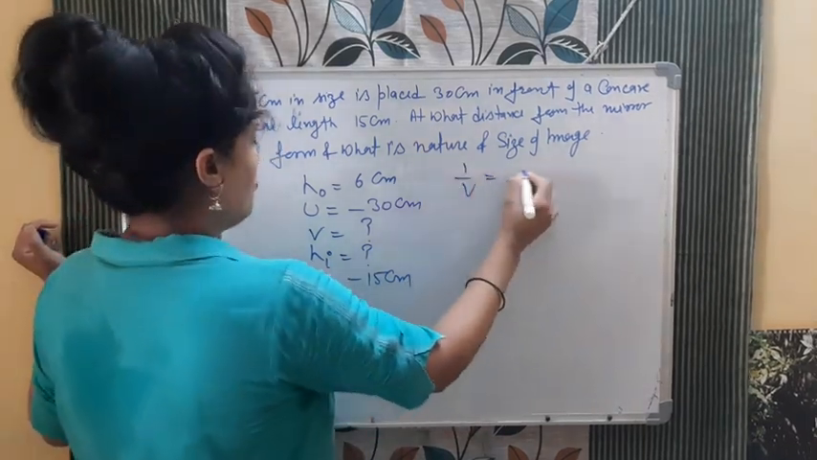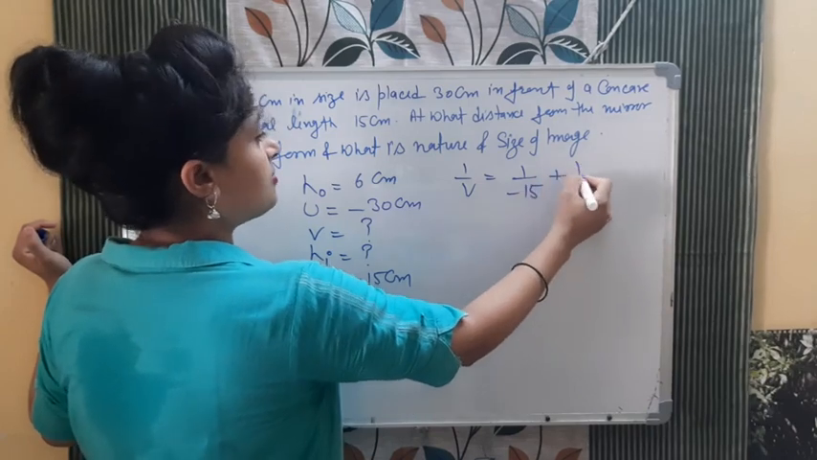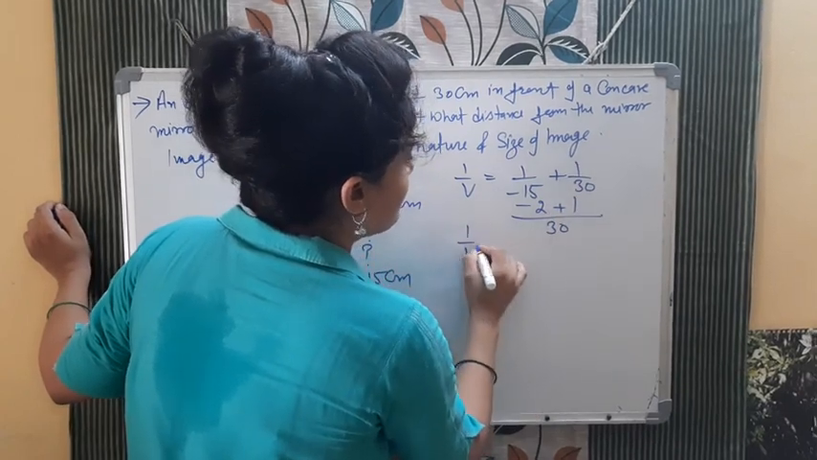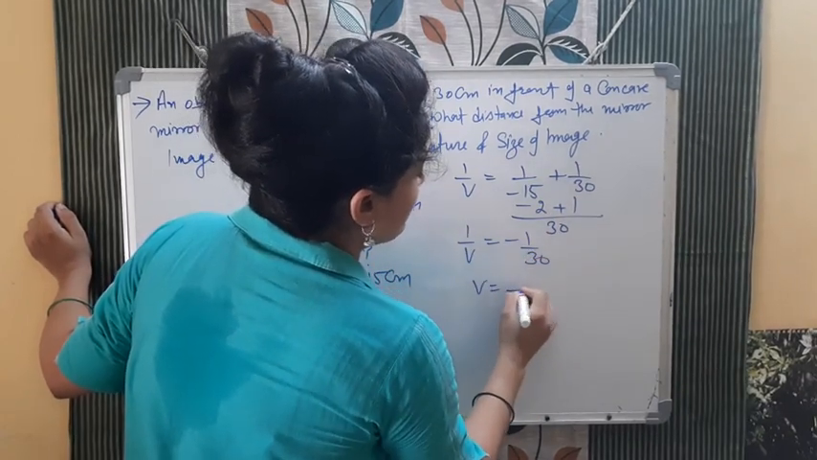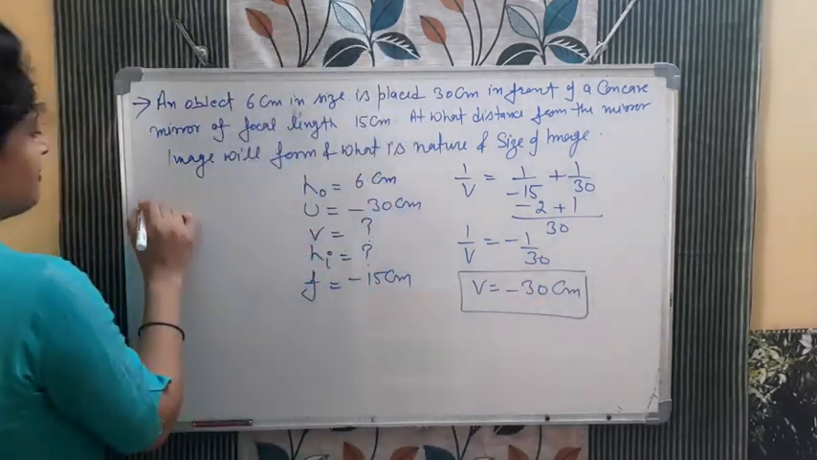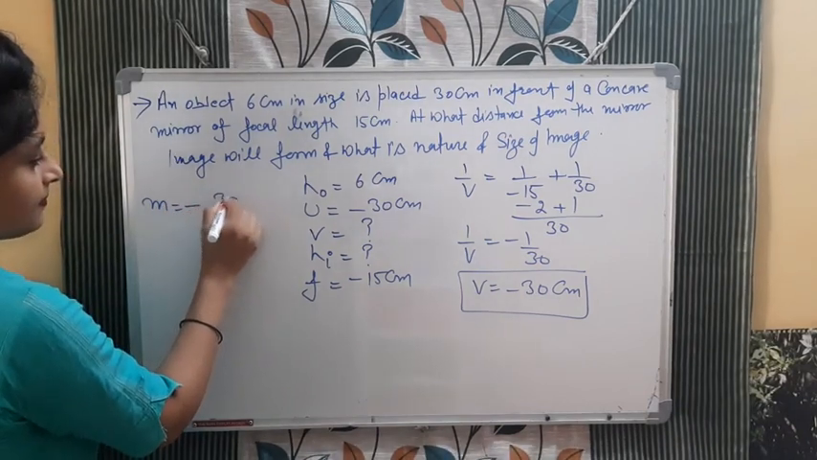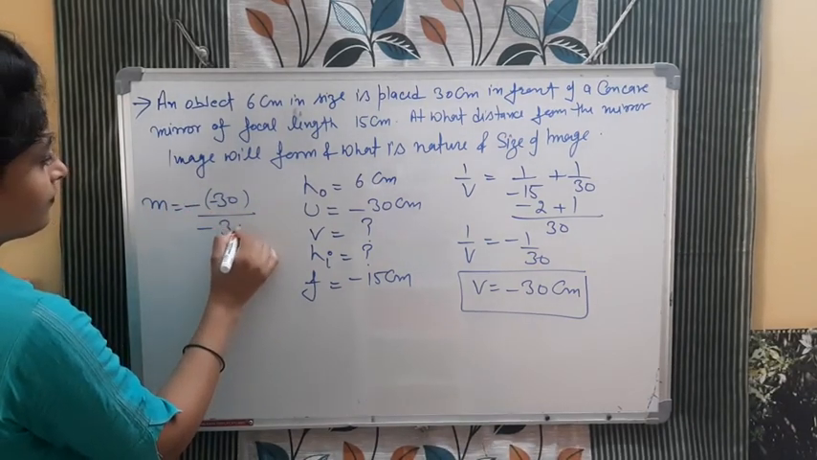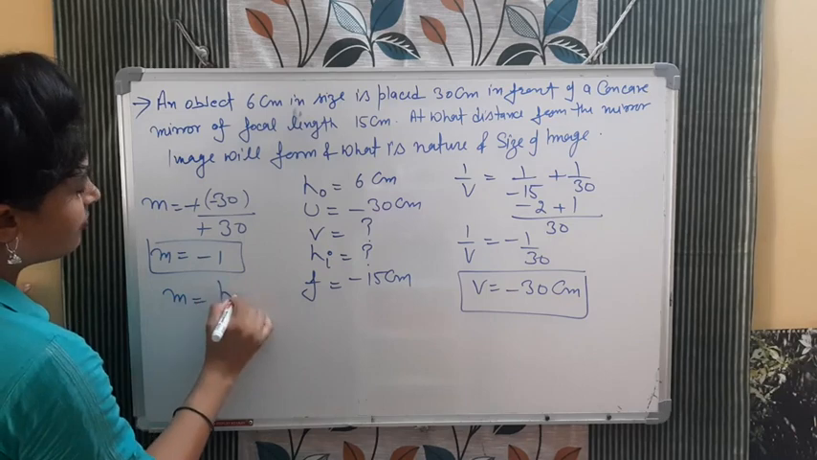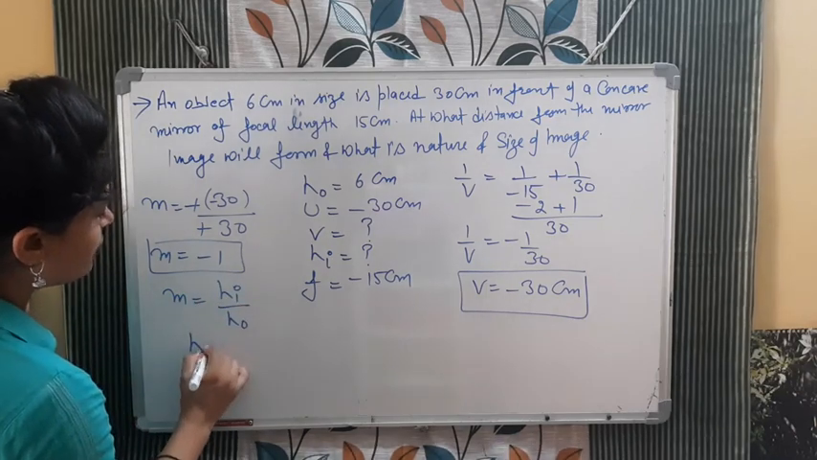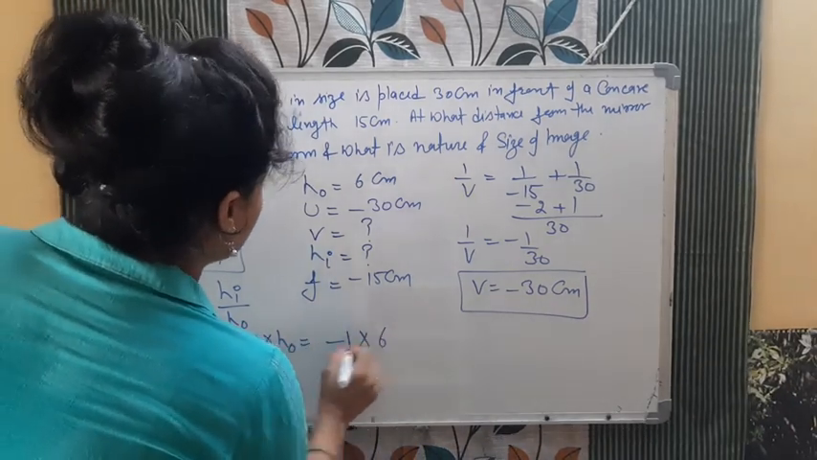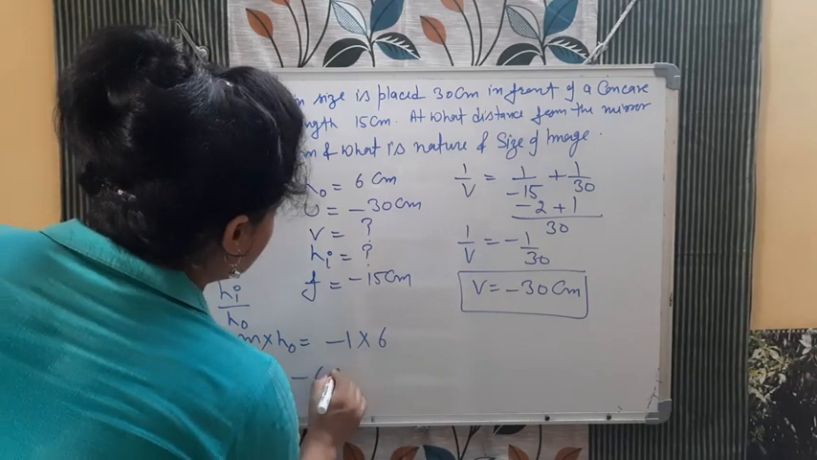These are the factors that are given and these two factors we need to calculate. Again 1 by V is equal to 1 by F minus 1 by U, that is minus 1 by 15 plus 1 by 30. We need to calculate this. 1 by V is equal to minus 1 by 30. V is equal to minus 30 centimeter here. Now M is equal to minus V by U, that is minus 1. M is equal to minus 1 and M is equal to height of image divided by height of object. So HI will be M into H0, and M is what? Minus 1. Height of object 6, so height of image is equal to minus 6 centimeter.